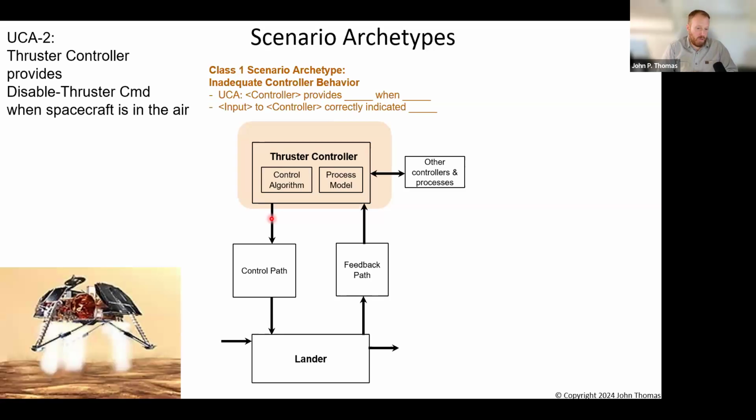Let's try it for the Mars Polar Lander. Okay, so let's fill in the blanks. The controller, this is the thruster controller we're talking about, provides what? Well, we already did this. It provides the disable thruster command when the spacecraft is in the air. That was the output. How can we write this? What was the input? The input was touchdown, the touchdown signal or touchdown indication to the controller.